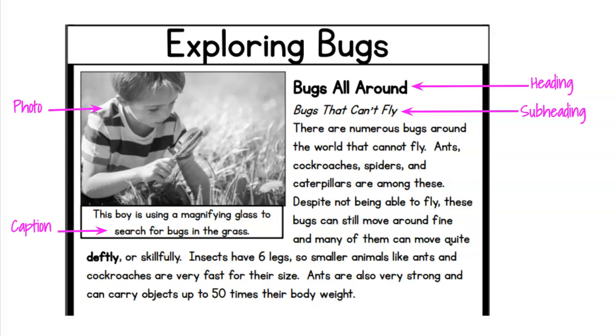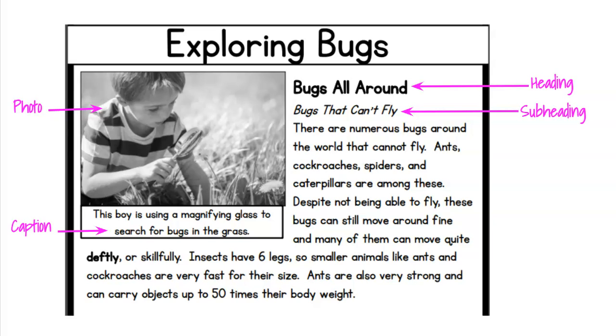Exploring bugs. Bugs all around. Bugs that can't fly. There are numerous bugs around the world that cannot fly. Ants, cockroaches, spiders, and caterpillars are among these. Despite not being able to fly, these bugs can still move around fine, and many of them can move quite deftly or skillfully. Insects have 6 legs, so smaller animals like ants and cockroaches are very fast for their size. Ants are also very strong and can carry objects up to 50 times their body weight.